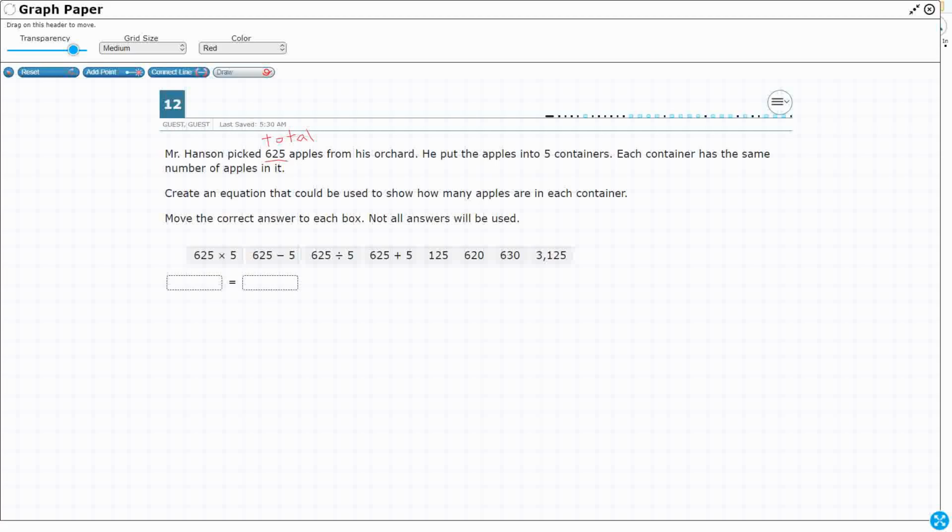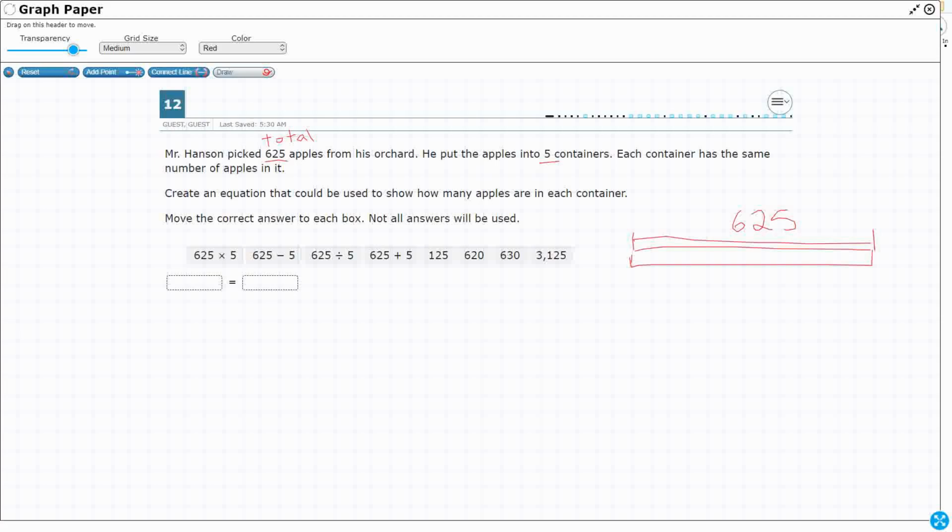He put the apples into five containers. All right, so he's putting them into groups. So this is what I'm thinking already: however you draw your strip diagram, you always put your total up on top. Sometimes people do it like a line, sometimes people end up drawing a bar like this. Either one works. You're going to put 625 because that's the total. That's how many apples he picked.